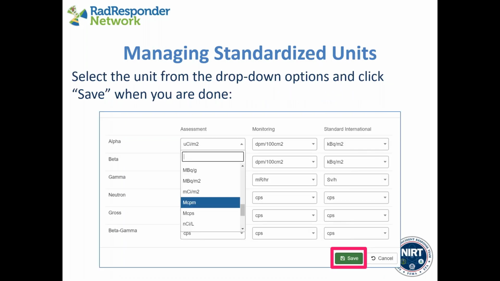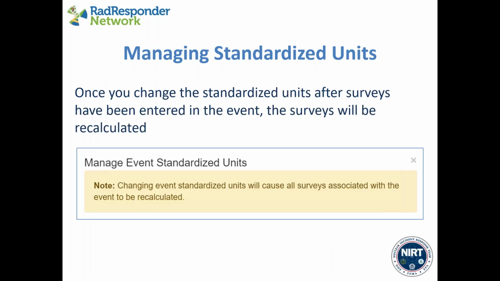Once you choose the unit from the dropdown, you'll just click Save when you are done, and you can do this for all 6 of the radiation types and all 3 of the standardized types. Please note that once you change the standardized units after surveys have already been entered into the event, those surveys will be recalculated.